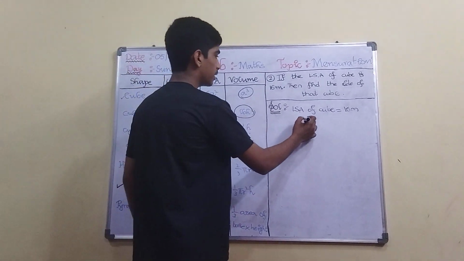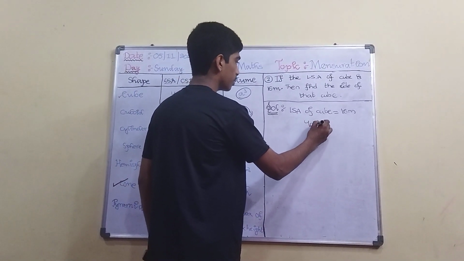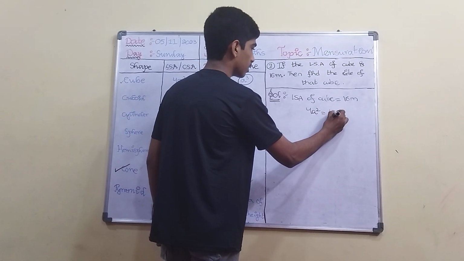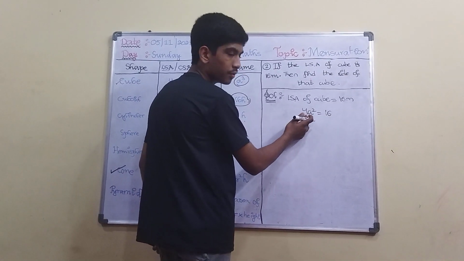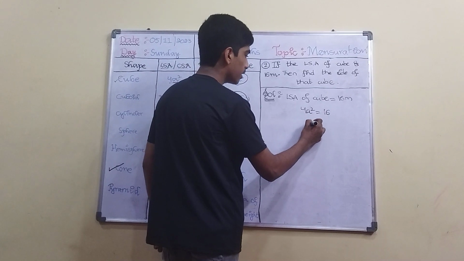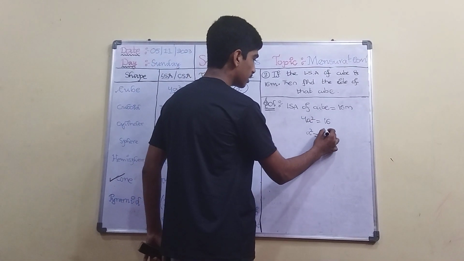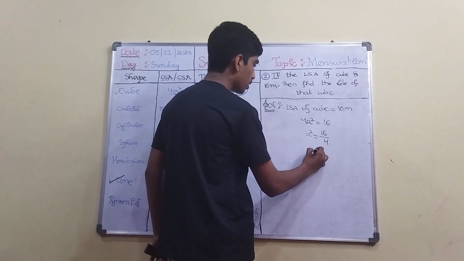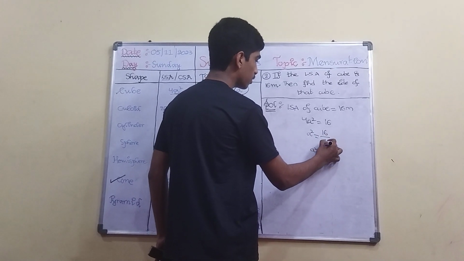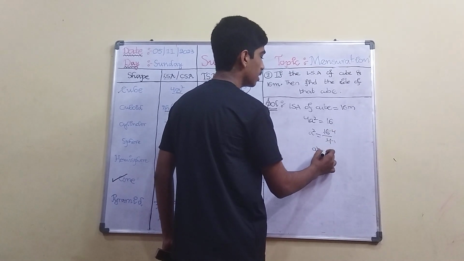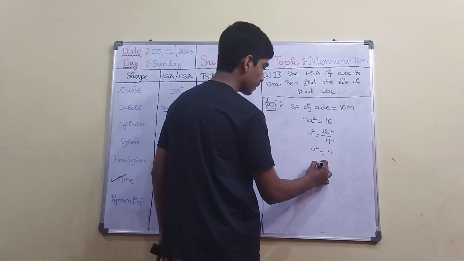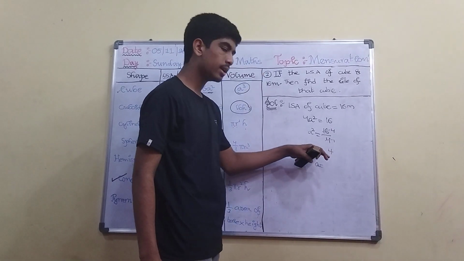So we have to write 4a square in place of LSA of cube is equals to 16. We have to transpose 4 to the right hand side. 4 is in multiplication, so if you take it to the right hand side, it will become division. 16 by 4. What is 16 by 4? 4, because 4 ones are 4 and 4 fours are 16. a square is equals to 4.